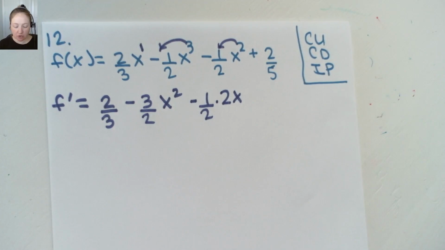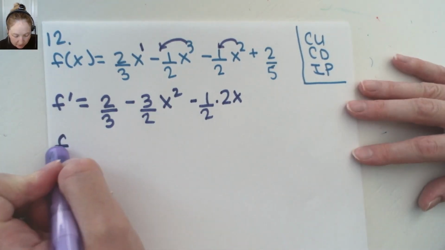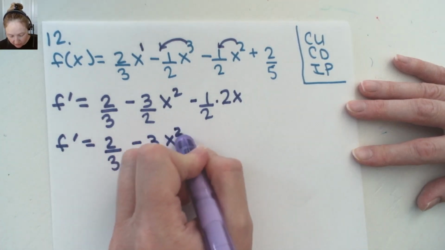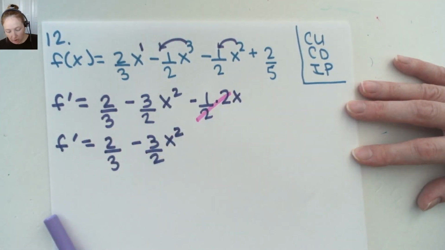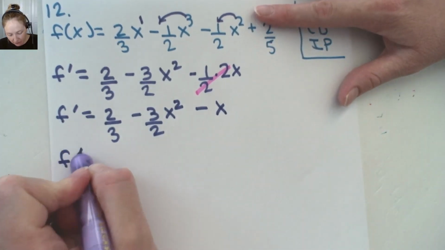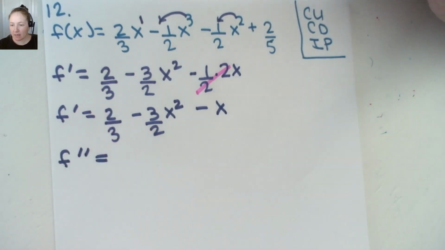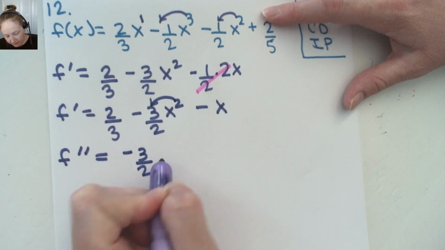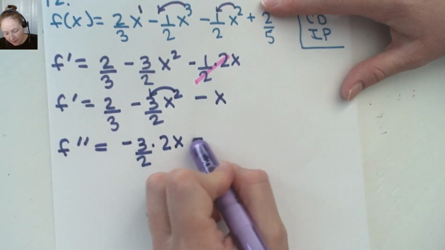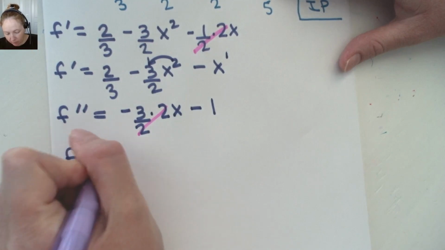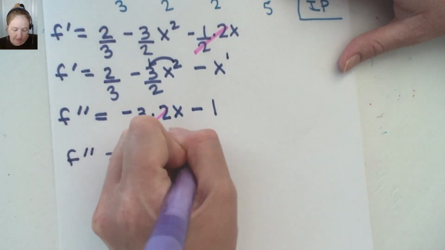Now, before I take the second derivative, I always simplify. So this first derivative, the 2/3 cannot simplify, the 3/2 x squared cannot simplify, but these 2's can cross out, so I like to cross those out. Okay. Then I'm going to take my second derivative. So the 2/3 is a standalone constant, so that's going to go to 0. And then the negative 3/2 times 2x, and then minus our x to the first will just go to 1. And then those 2's are going to cross out and give us f double prime equals negative 3x minus 1.